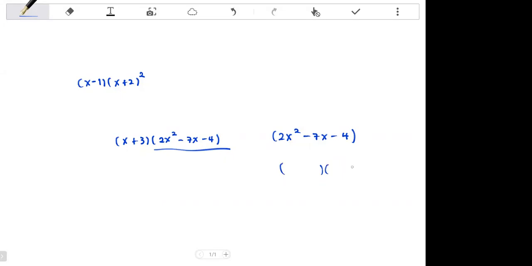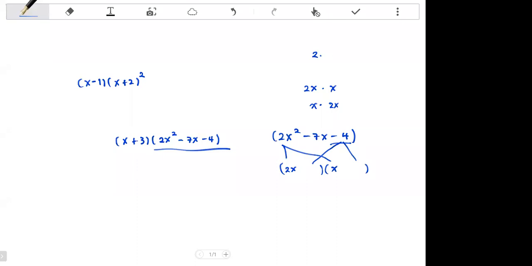2 binomials where the first term equals the first term and the last term equals the last term. So our first term is 2x squared, so the only combination is 2x times x, right? Because x times 2x is the same thing. So let's write 2x and x here. And negative 4. What can negative 4 equal?